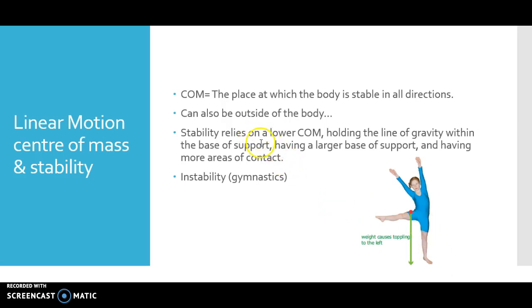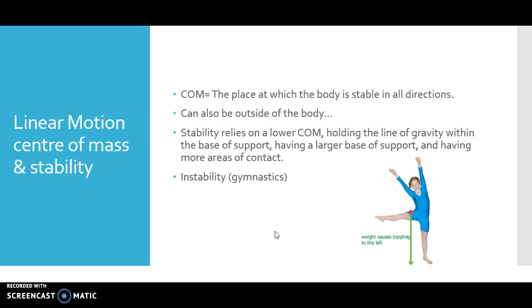So stability relies on the center of mass. So having the center of mass lower to the ground creates a lot more stability. So also holding the line of gravity within the base of support. So the line of gravity, if that was straight through the middle of the person, they would have a better center of mass, and they would also be able to have better stability.